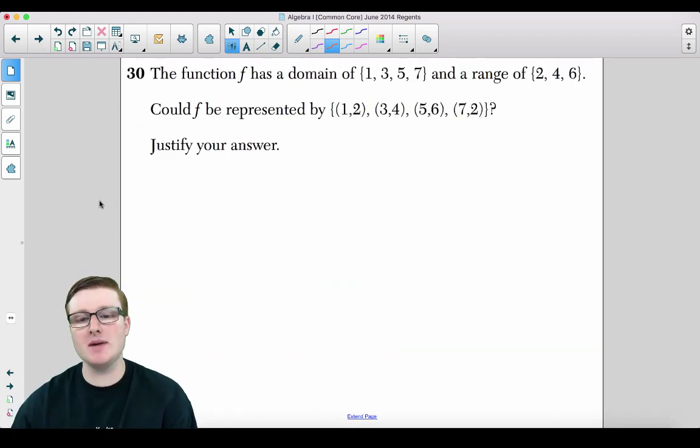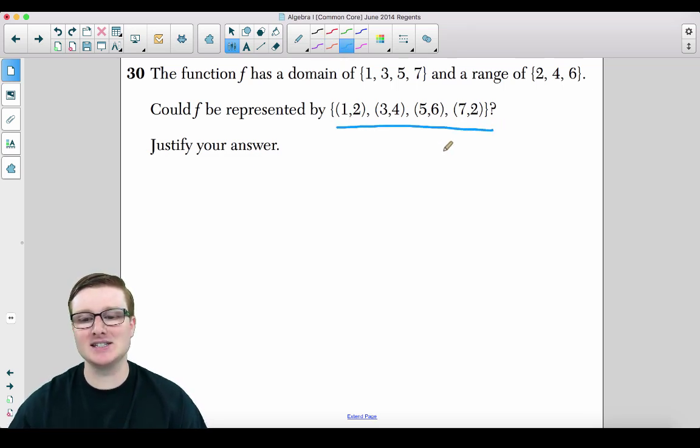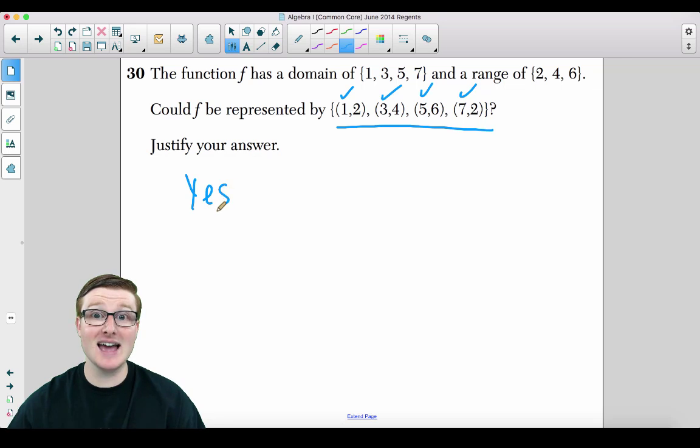The function f has a domain of 1, 3, 5, 7, and the range is 2, 4, 6. Could f be represented by the given set of ordered pairs? And it says justify your answer. So what we're going to do is determine whether this is a function. It is a function, because we have 1, 3, 5, 7, so that means that your x values are not repeating themselves. So could this be represented by this? We could say yes.